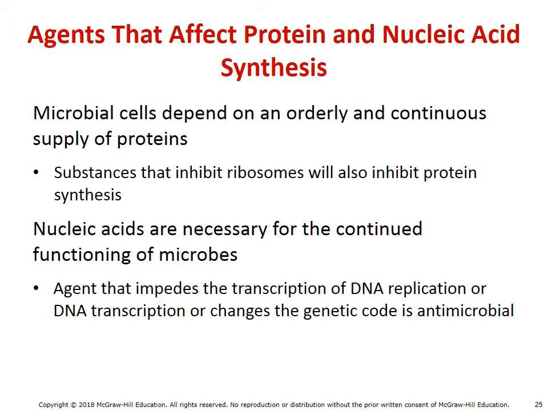So there are also things that affect protein and nucleic acid synthesis. Again, we do have to be cautious with this because we also make proteins and copy genetic material. But there are some unique differences. If you recall, microbes had 70S ribosomes. So if we targeted and destroyed 70S ribosomes, there's less likely of a chance that it hurts us.